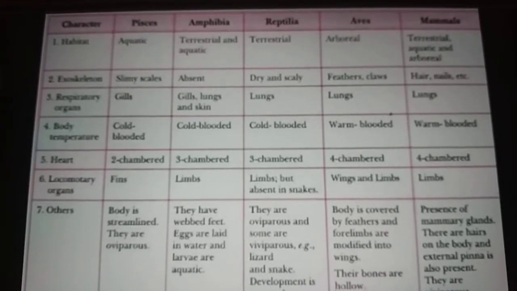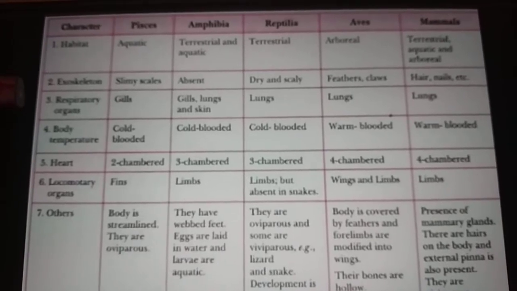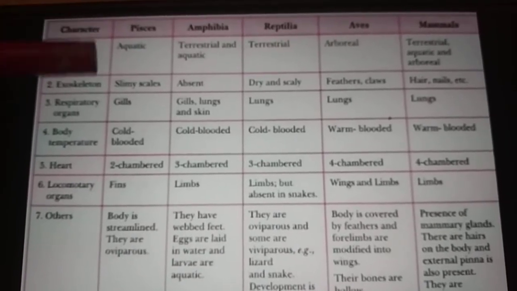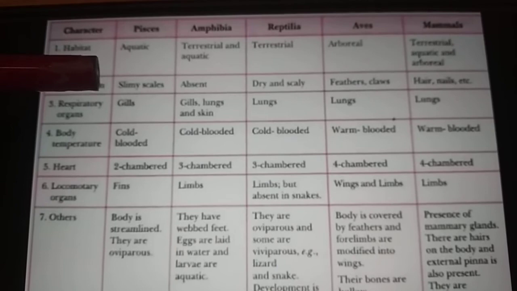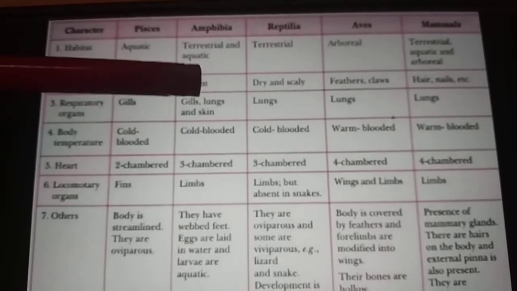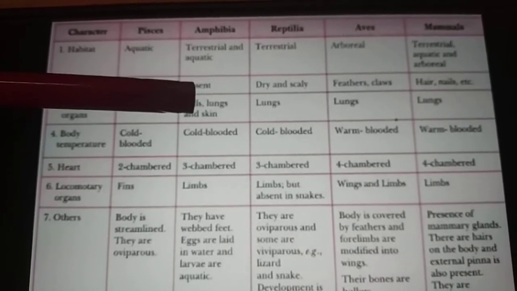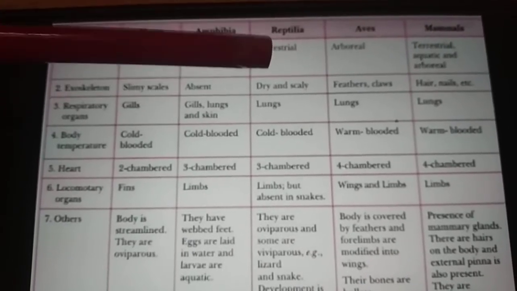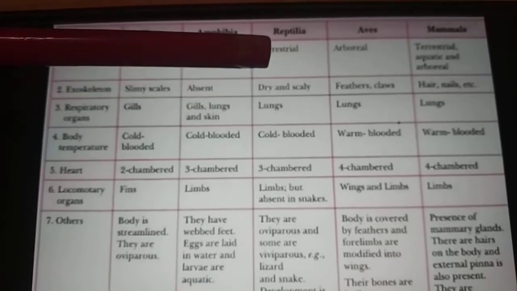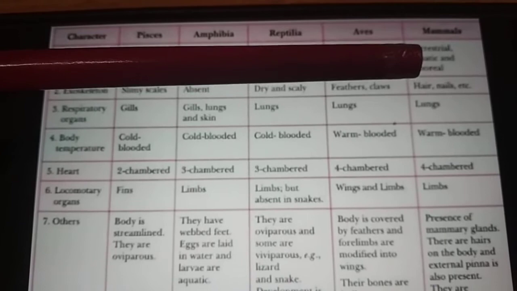Then the next difference is the respiratory organ. In Pisces, gills are present to respire, to breathe. In amphibians, gills, lungs and skin: all three parts of the body help in respiration. In reptilia, what is present? Lungs. In Aves, lungs. In mammals, lungs.